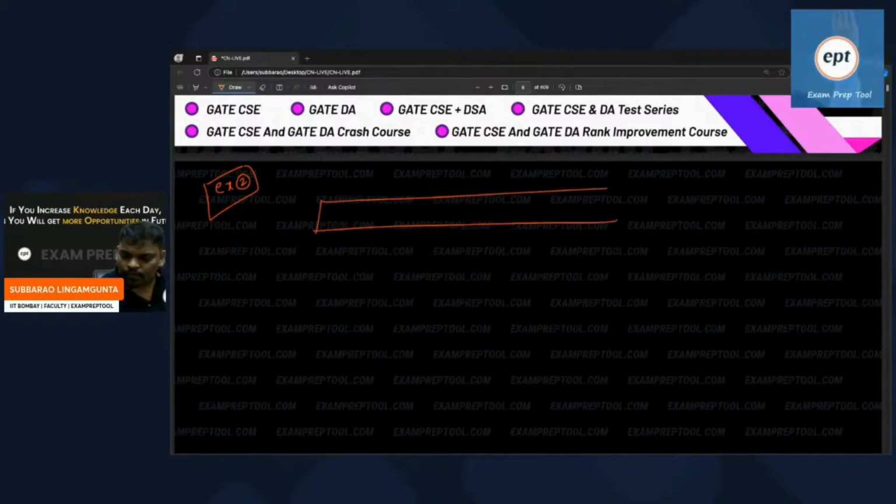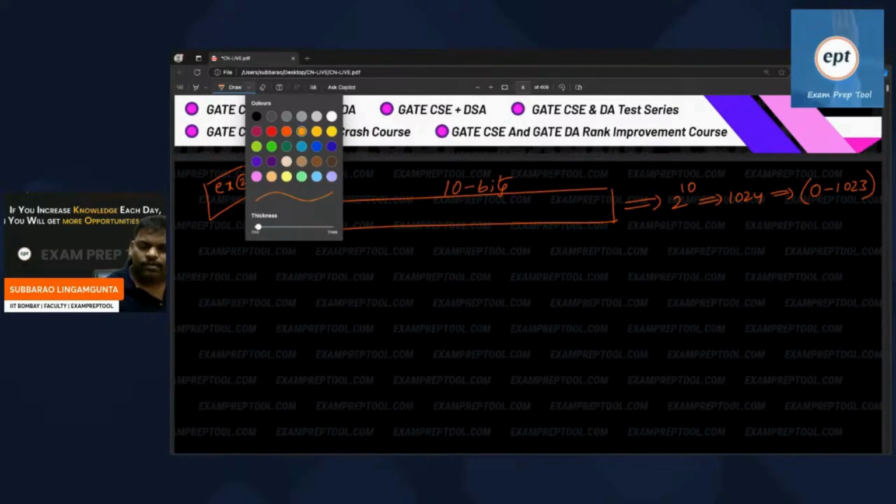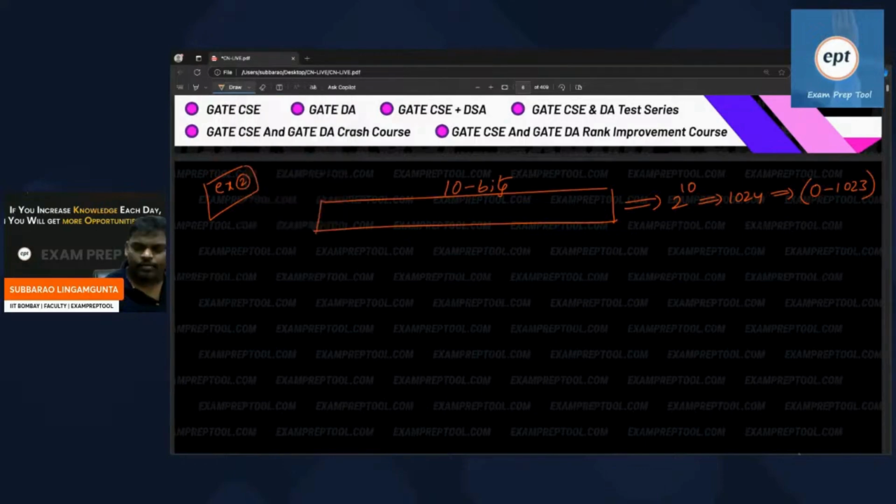Let us assume that 10 bits are there. With 10 bits, total possibilities are 2 power 10, which is 1024, going from 0 to 1023. Some people are asking about total 1024, 0 to 1023. That is perfect. But what do you want to say, sir?